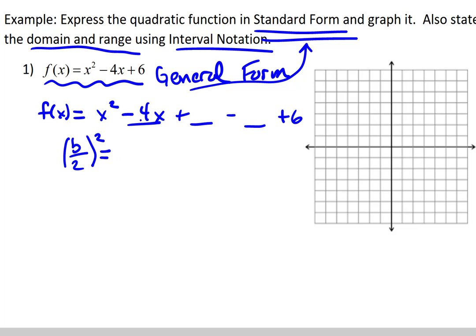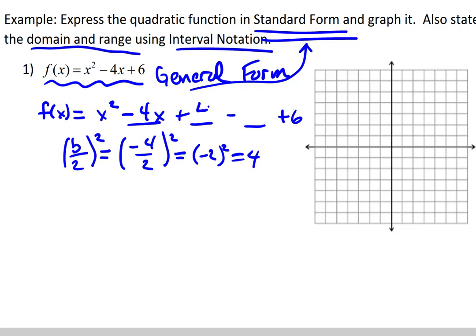Of course, b is negative 4, so that's negative 4 over 2 squared. Negative 4 over 2 is negative 2 squared, which would be 4. So again, typically when solving an equation in this method, we would add 4 to both sides of the equation. But right now, we're trying to just change the form of our quadratic function. So what we're going to do instead is this.